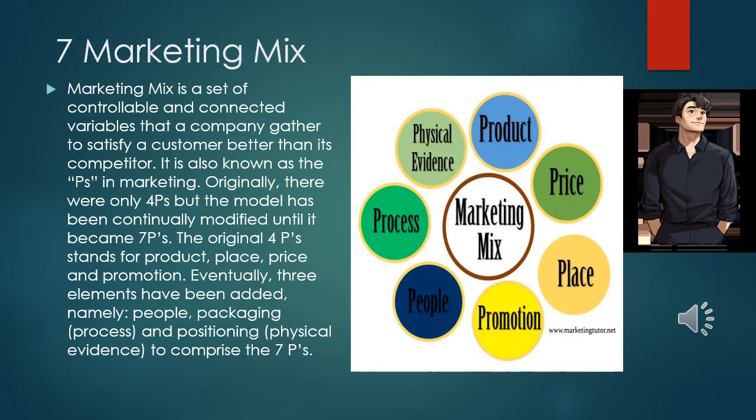Marketing mix is a set of controllable and connected variables that a company gathers to satisfy a customer better than its competitor. It is also known as the 4 P's in marketing. Originally, there were only 4 P's, but the model has been continually modified until it became 7 P's. The original 4 P's stand for product, place, price, and promotion. Eventually, 3 elements have been added, namely people, packaging, process, and positioning, physical evidence, to comprise the 7 P's.